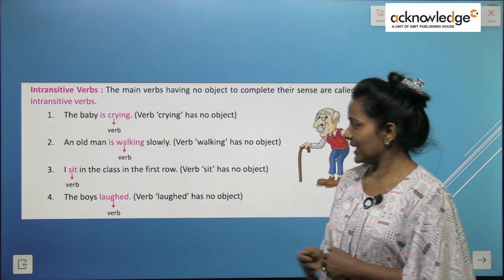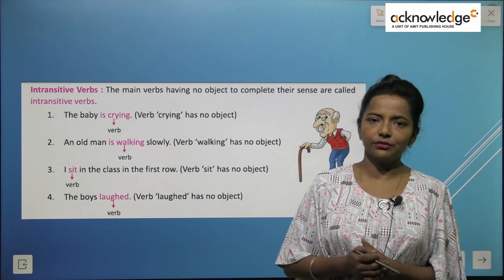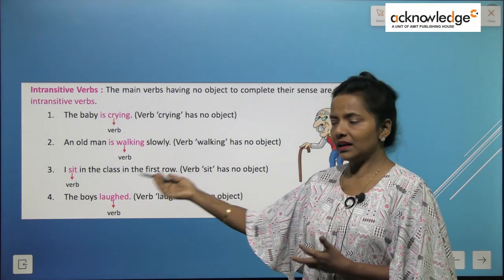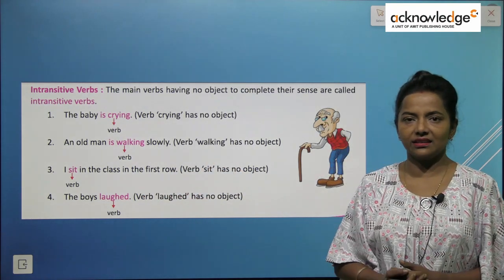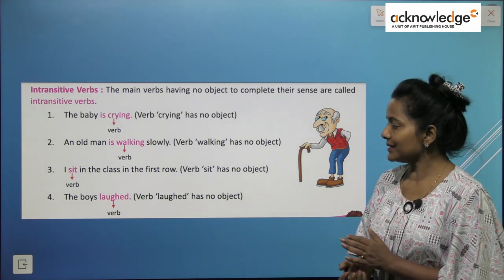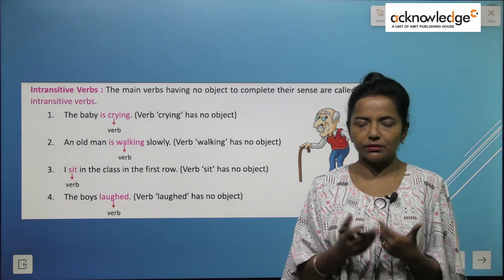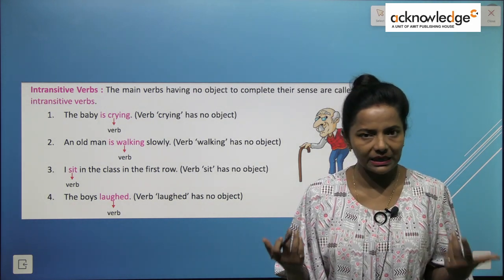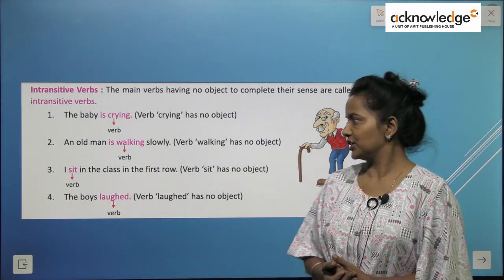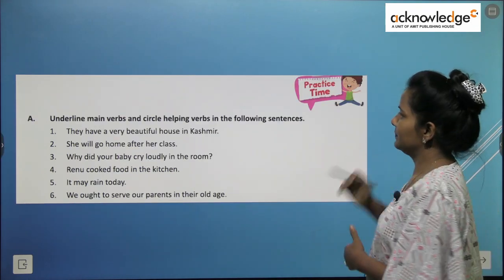I sit in the class in the first row. Sit is again a verb and here we did not have to add any object, so this is also an intransitive verb. The boys laughed. The verb laughed has no object. Here also there is no object, but the sentence is making sense. So this is also an intransitive verb.